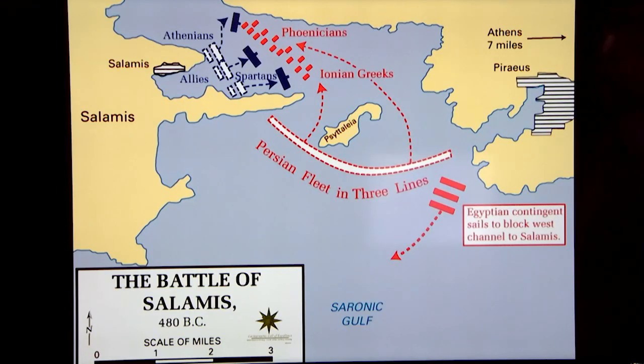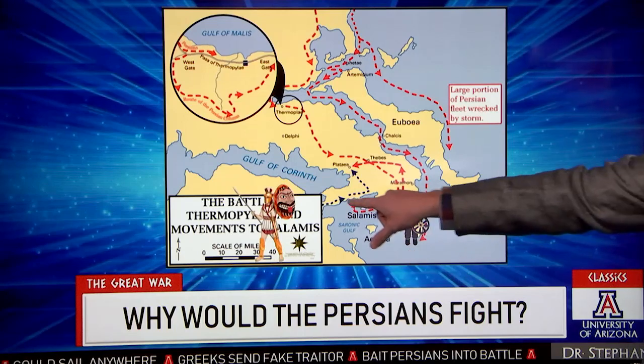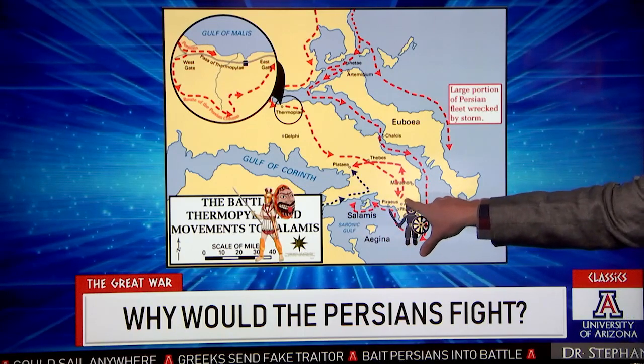And this is where we see the turning point in the battle between the Greeks and the Persians. And it's at a site called Salamis. Salamis is the name of this island. We can see it right down here, just off the coast of Attica. Athens is right in here.